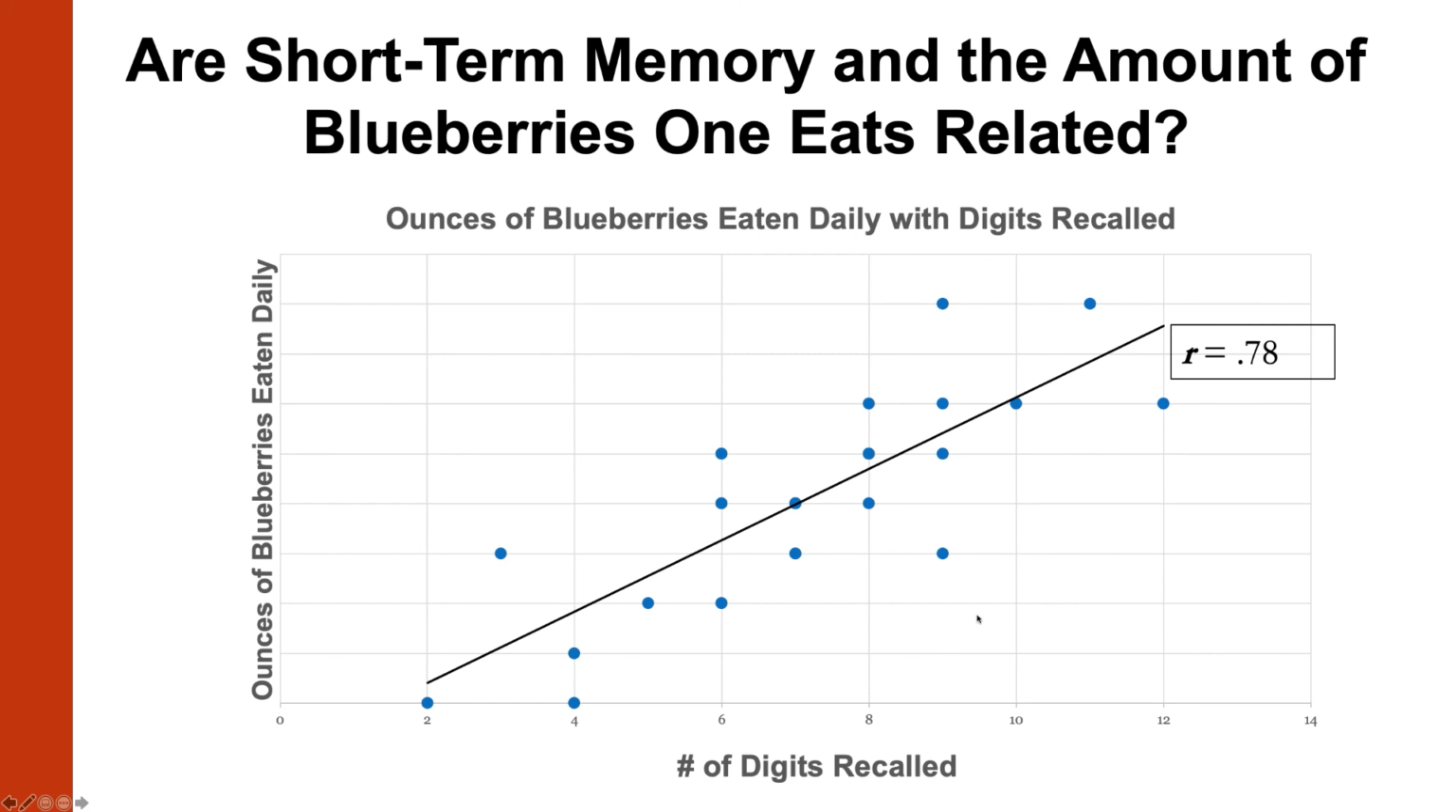After plotting everybody's score for those two variables, how many blueberries on average a person ate each day in ounces, with the number of digits that they recalled in the digit span test, you can compute a correlation. The correlation in this case is 0.78, which is a positive and fairly strong relationship between blueberries eaten and short-term memory ability. What that means essentially is that eating higher levels of blueberries on a daily basis is associated with better short-term memory ability. So essentially, we've studied the same research question as we did with the experiment, but in this case, we studied it using a correlational method, and we found a similar result.